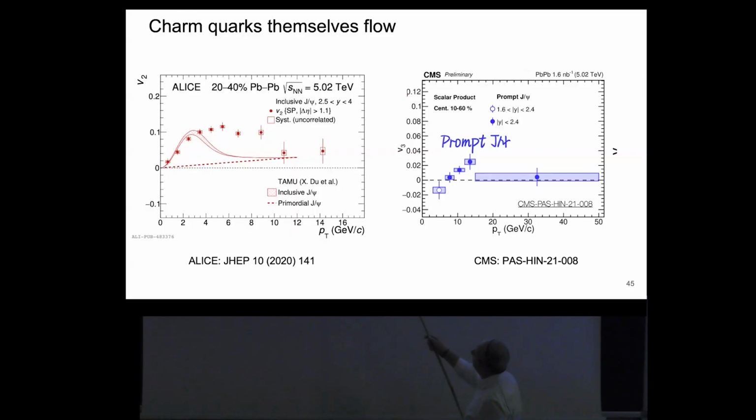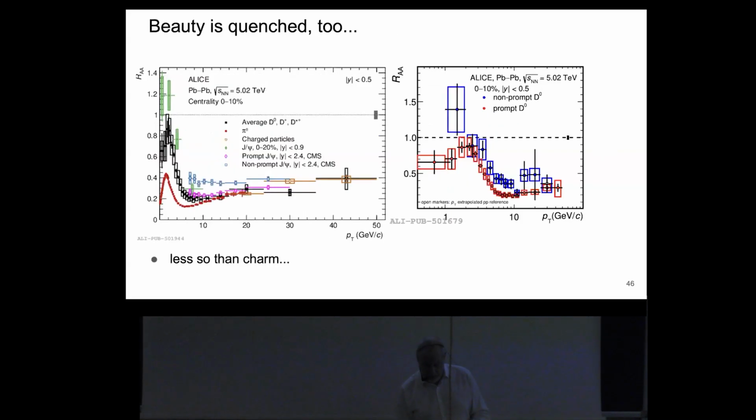Quarks themselves flow. So one could say maybe the Ds have a v2 because they pick it up from the light quark. A D has a heavy quark and a light quark, and maybe you could say all of the flow comes from the light quark, but it doesn't, because we see that the J/psi, which is purely c c-bar, also has a significant v2. So it looks like the charm is indeed heavily coupled with the medium, and beauty, as I already said, is quenched too, but less than charm, which I already showed before.